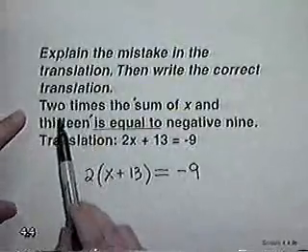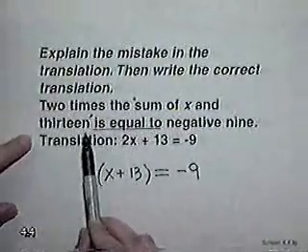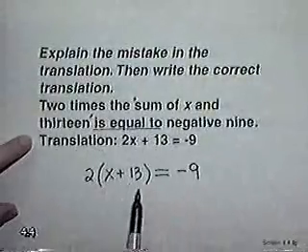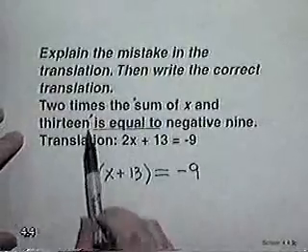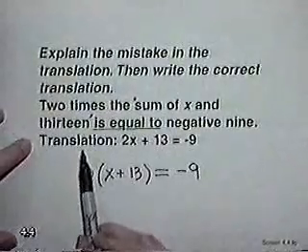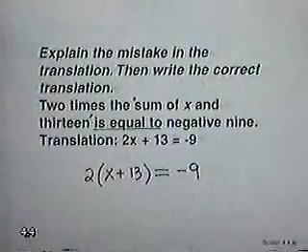You can see by the wording, 2 times the sum of x and 13, that we are asked to add x and 13 before we multiply by 2. So the error here is in the order of operations indicated by the word sentence.